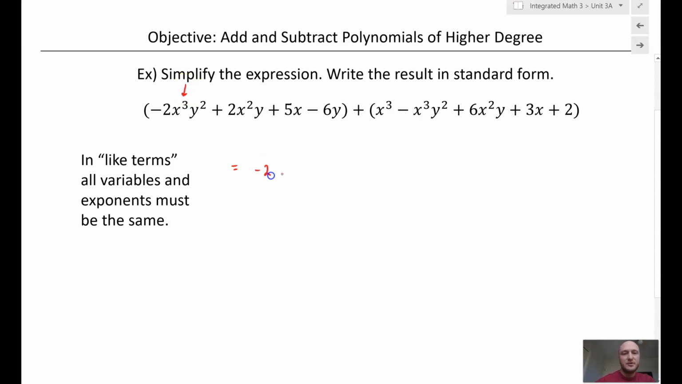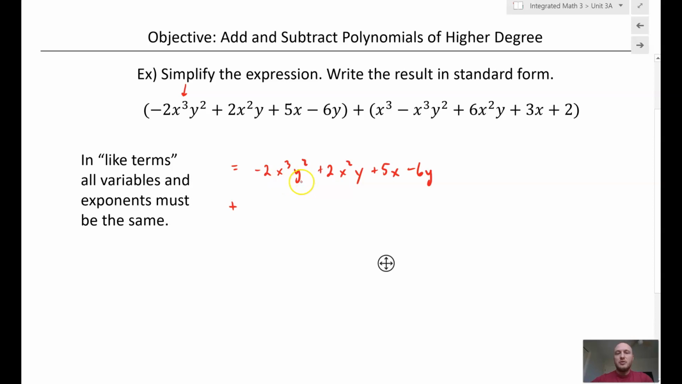So I have negative 2x cubed y squared. Okay, next I have my 2x squared y plus 5x minus 6y. Okay, so that is in standard form. Notice my x's, right, are in decreasing power. X to the third, x to the second, x to the first, and then this is really an x to the 0 term. Okay, now I'm going to go ahead and add, and I'm going to place the like terms below their like terms.